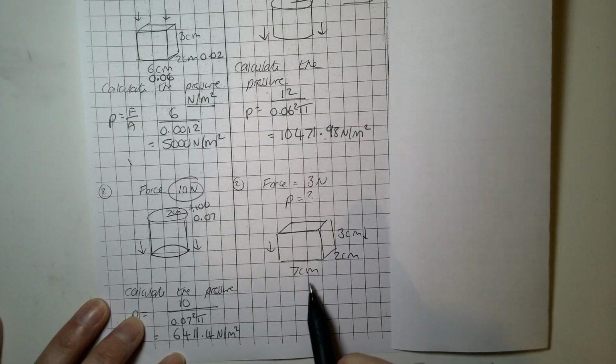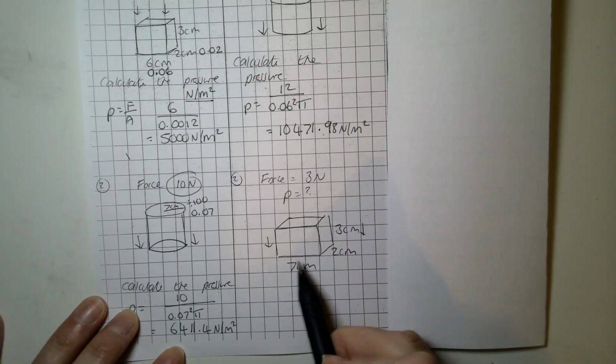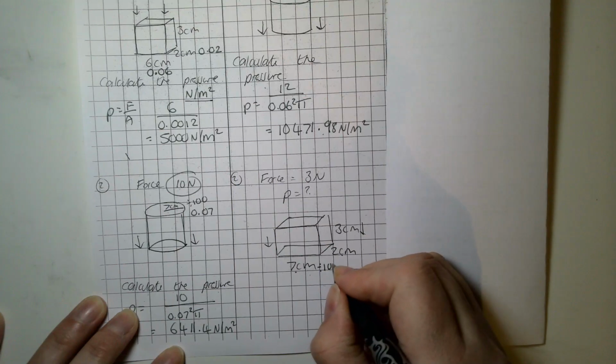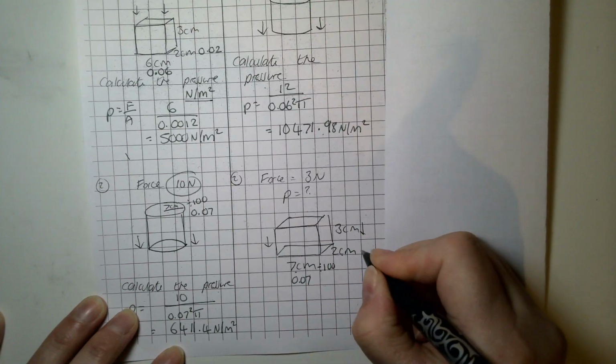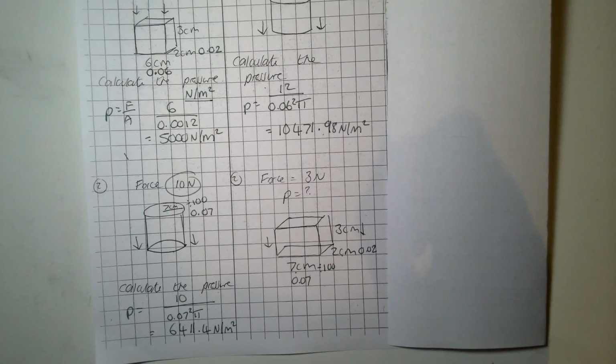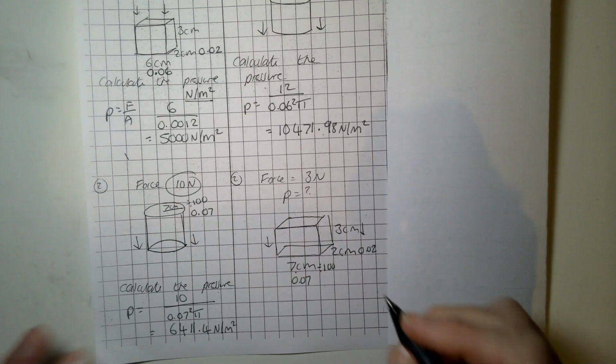Okay, last one. We have a cuboid here. We only need the two measurements at the bottom, the 7 and the 2. Convert them to metres, so 0.07 and 0.02. And then you need the area of the base. So you're just going to multiply those two together.